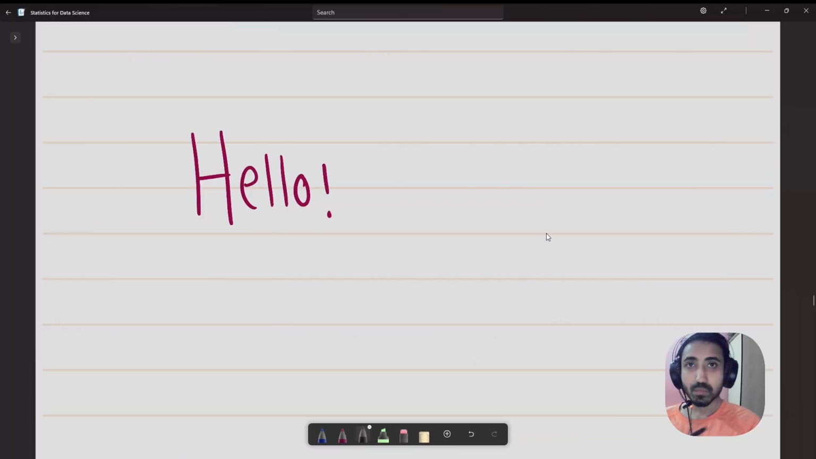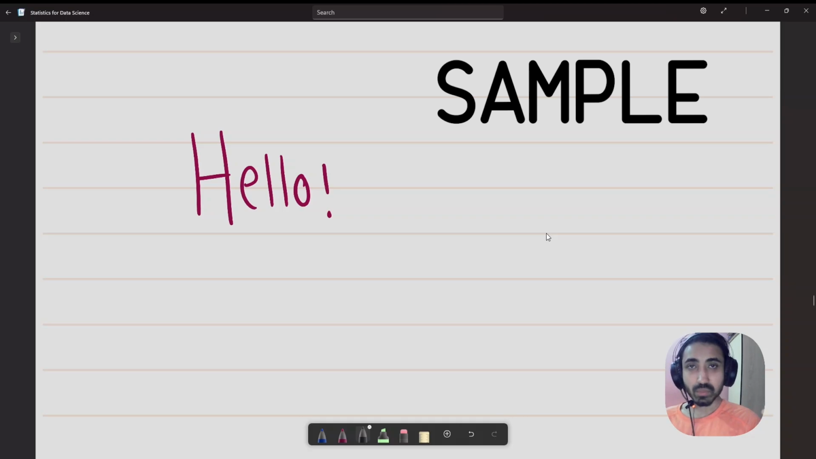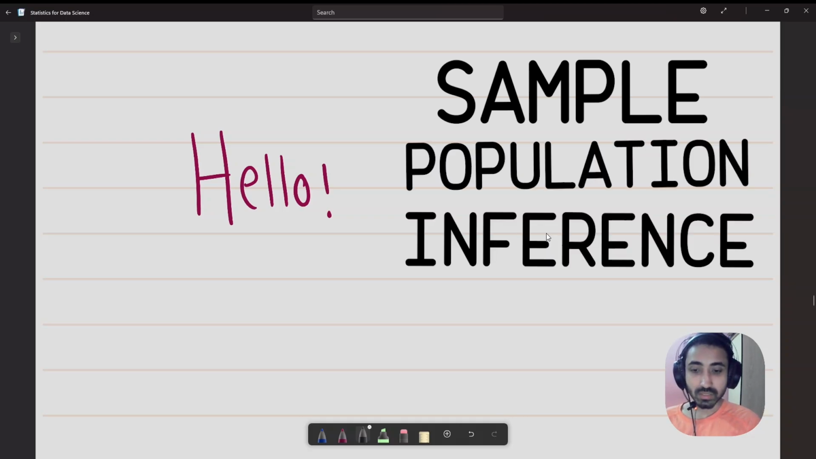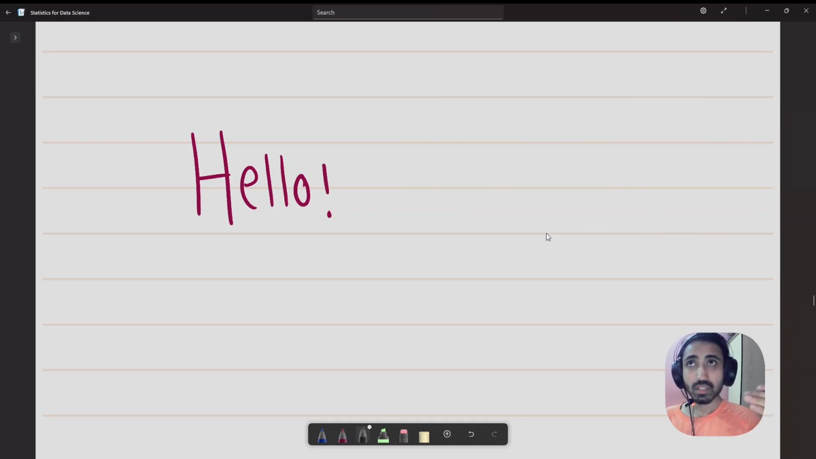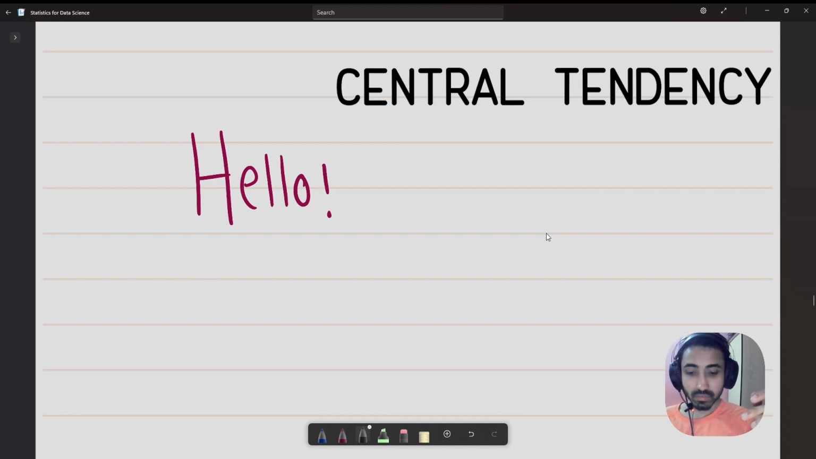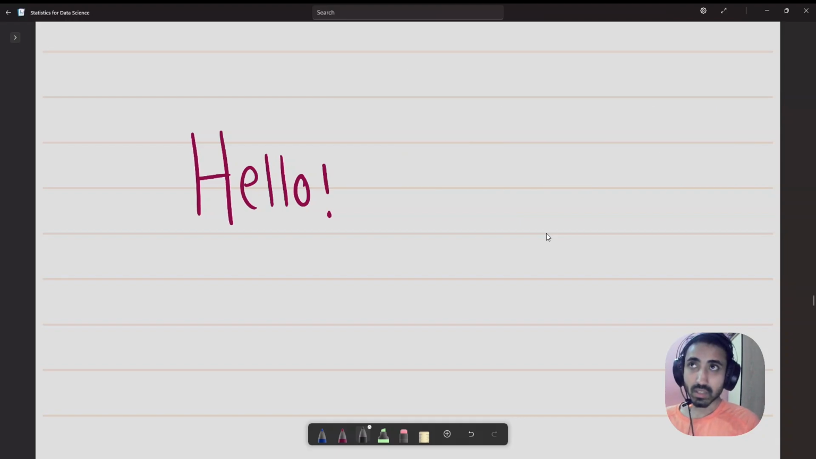Hello everyone. In the previous lectures, we have already seen descriptive statistics, what is inferential statistics, and in the inferential statistics part, we have seen what is sample, what is population, and what is inference. Now, in the descriptive statistics part, we have seen already central tendency and how we measure dispersion, and we have built a foundation to understand today's lecture, which is quantile.